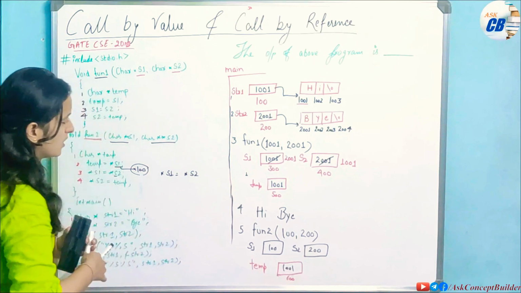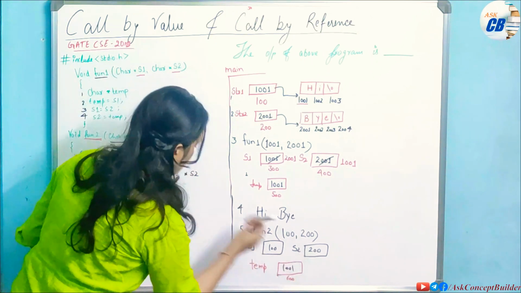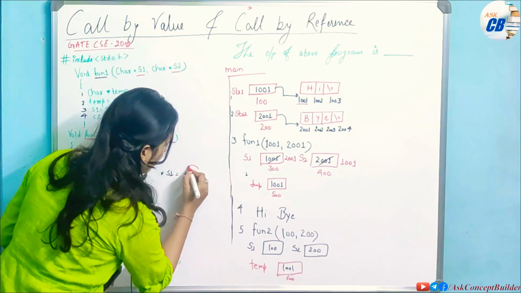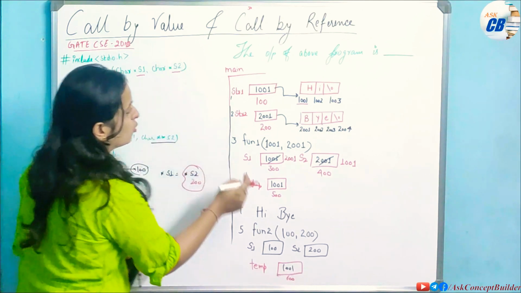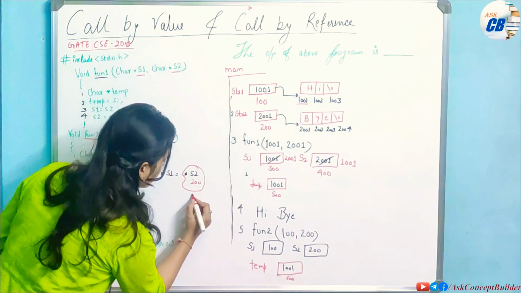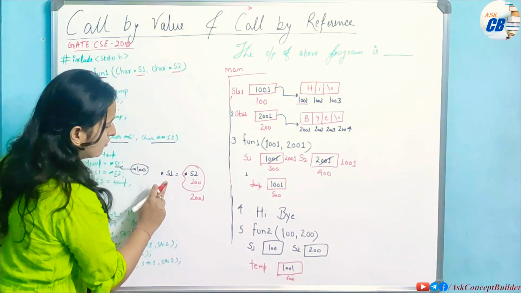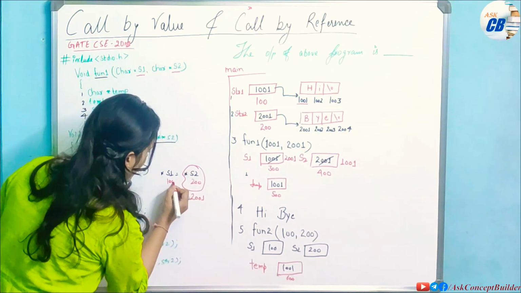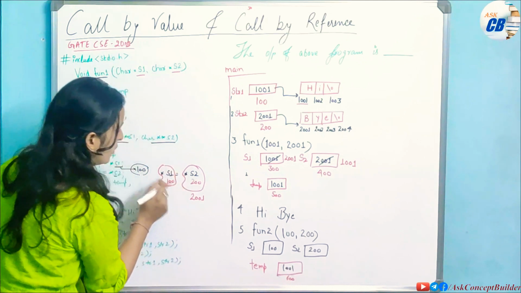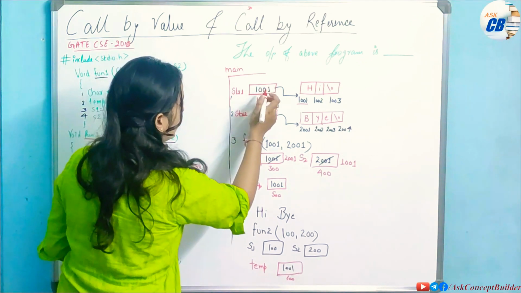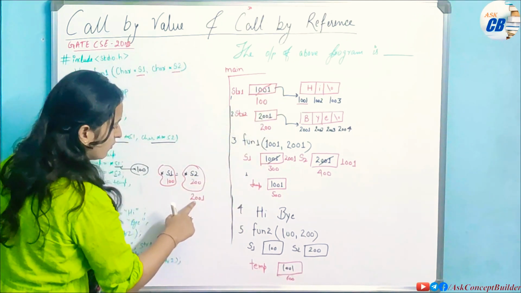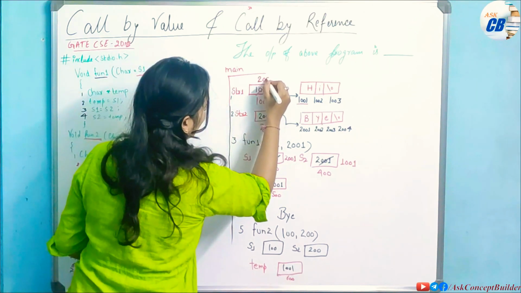Now what is this? S2 is your 200, and *200 means value at 200. So value at 200 is your 2001. This you have to assign to s1. What is your s1? S1 is your 100 and *s1 means value at s1. So value at s1 is your 1001. So here you have to give this value 2001.